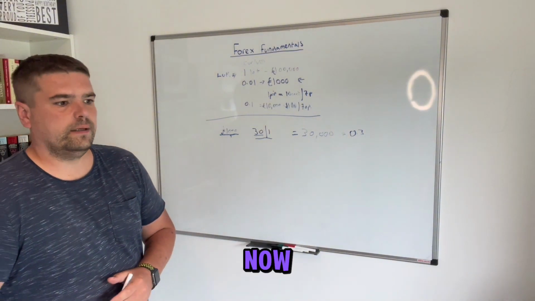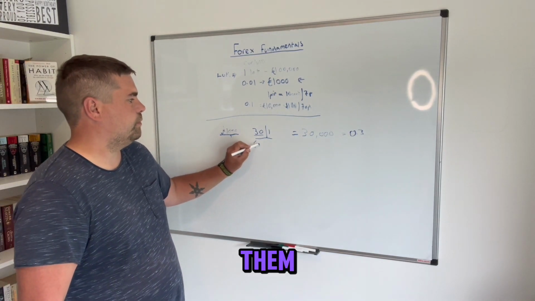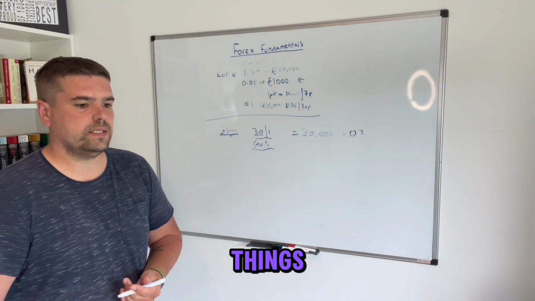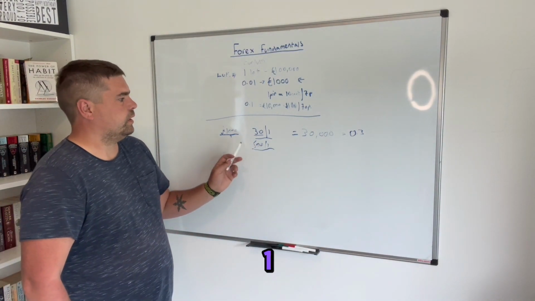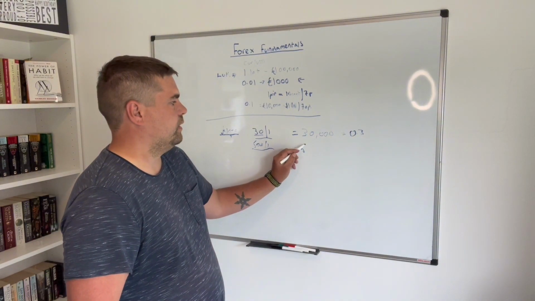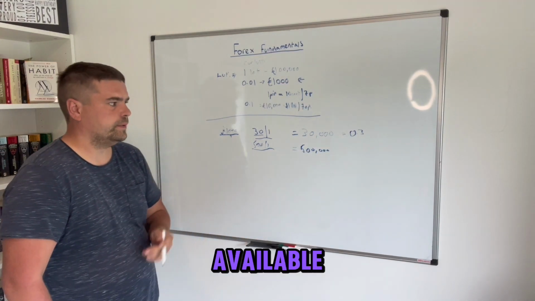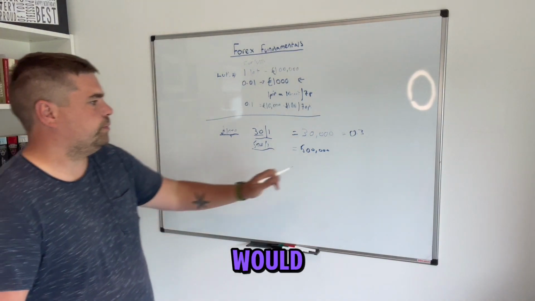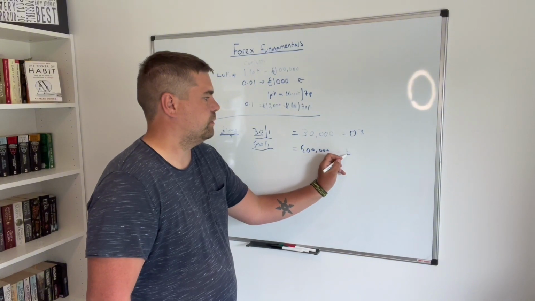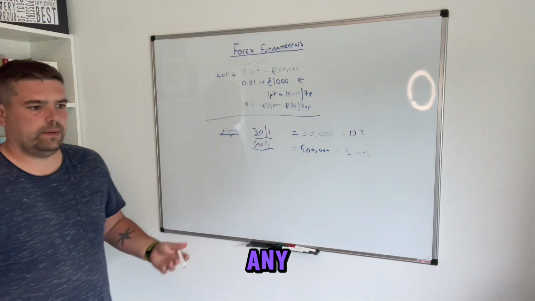Now, some brokers do offer a lot different leverage, and with some of them, especially professional accounts, you can get up to 500 to 1, which means that instead of having 30,000 available, you would have essentially 500,000, half a mil available. Which would be the equivalent of, what's that, 5 lots at any one given time.